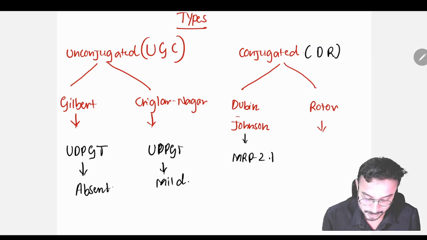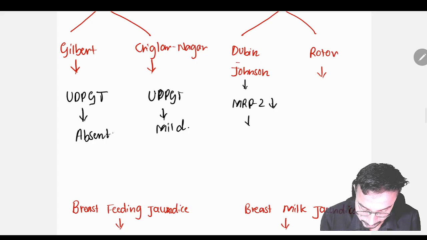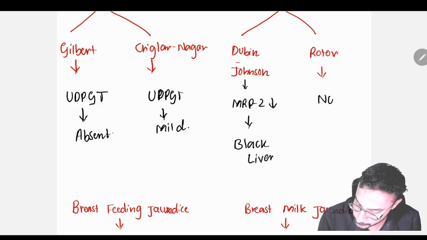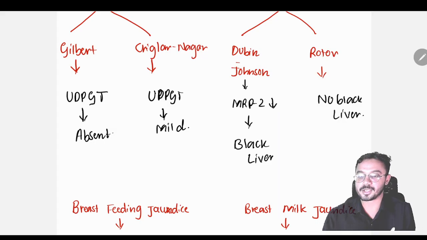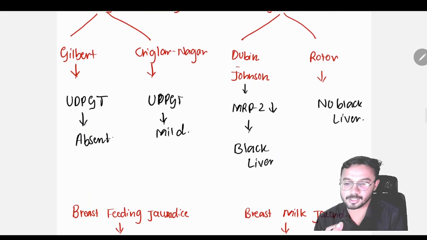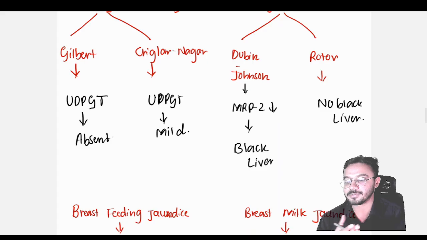MRP2 is decreased, so that's why you will get a black liver. Okay, and Rotor, how can you differentiate? There is no black liver. Okay, so this is how you can differentiate: unconjugated, Gilbert; conjugated, DR, Dubin-Johnson. So black liver and non-black liver.